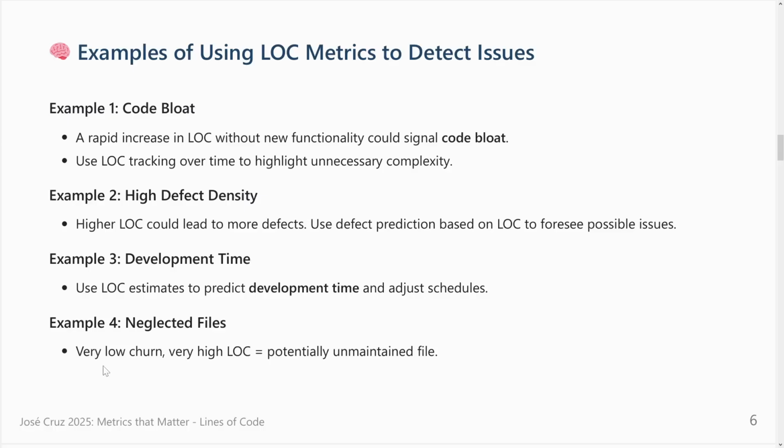So, neglected files: very low churn, very high lines of code, potential unmaintained files. If the lines of code are growing and there are no changing files, maybe there are files that are being neglected. It doesn't mean that it's true, but sometimes these metrics give you tips for you to look for. You say, okay, I don't know if that's true, but let me check. Okay, what's happening here? Okay, maybe it's a false alarm. Great. Maybe it's not. Okay, I should do something about it.